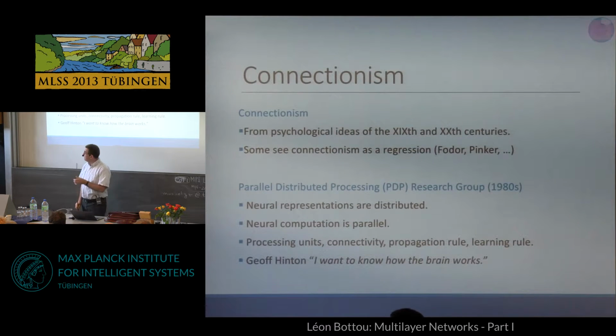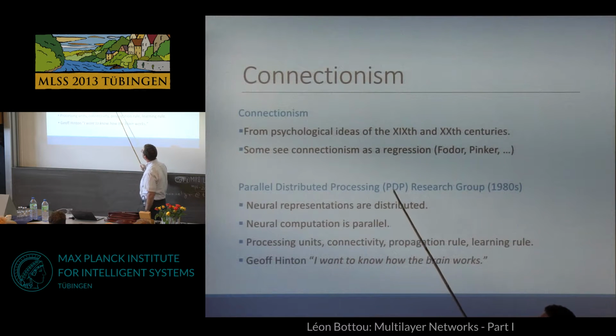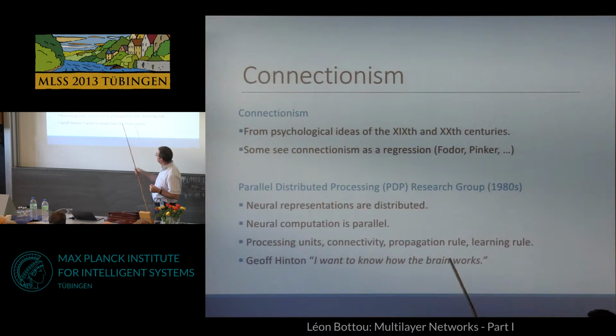So in the 80s, there was a group of people called the Parallel Distributed Processing Research Group, PDP, and they wrote a series of books. A lot of people that maybe you know, like McClelland, Rumelhart, Hinton. Hinton was there in the beginning. Their claim was that neural representations are distributed: no single connection, single weight represents what you know. They're parallel. Then you reason in terms of processing units, connectivity, propagation rules, learning rules. And you have this famous sentence of Geoff Hinton: I want to know how the brain works, not necessarily at the micro level, but what are the principles that justify how processing units, connectivity, propagation rules, and learning rules are organized so that we can actually do something.